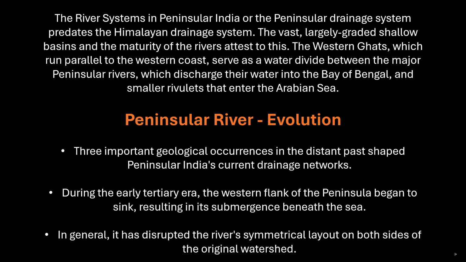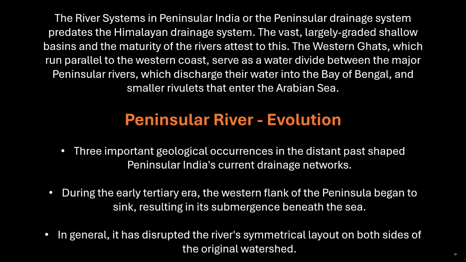Peninsular River. The river systems in peninsular India: the peninsular drainage system predates the Himalayan drainage system. The vast, largely graded shallow basins and the maturity of the rivers attest to this. The Western Ghats, which run parallel to the western coast, serve as a water divide between the major peninsular rivers, which discharge their water into the Bay of Bengal, and smaller rivulets that enter the Arabian Sea.